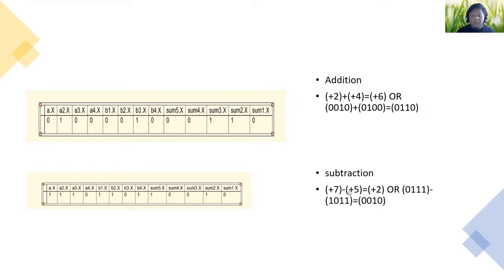Okay, subtraction. 7 minus 5 equal to 2. Okay, in this situation, the circuit cannot calculate in a minus equation. So, I must change it to 7 plus negative 5. Okay, so 7 is 0, 1, 1, 1, and negative 5 is 1, 0, 1, 1. Equal 0, 0, 1, 0.